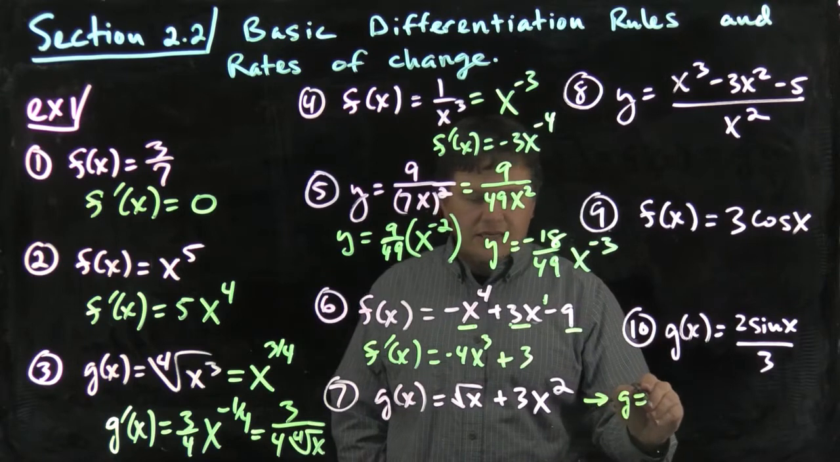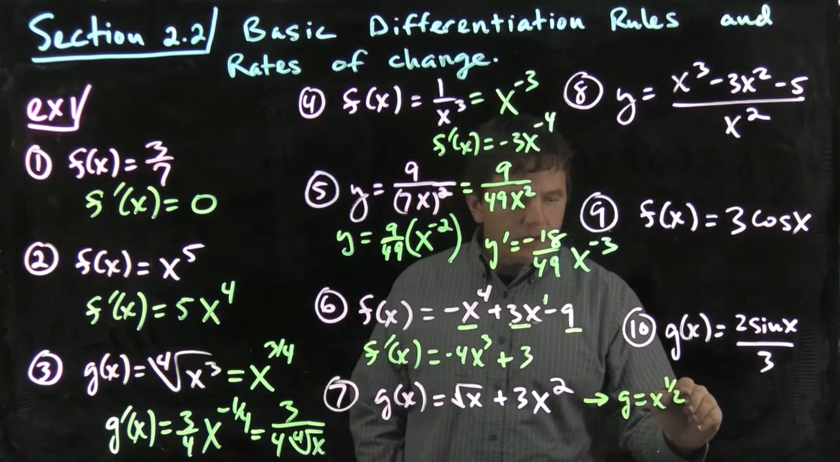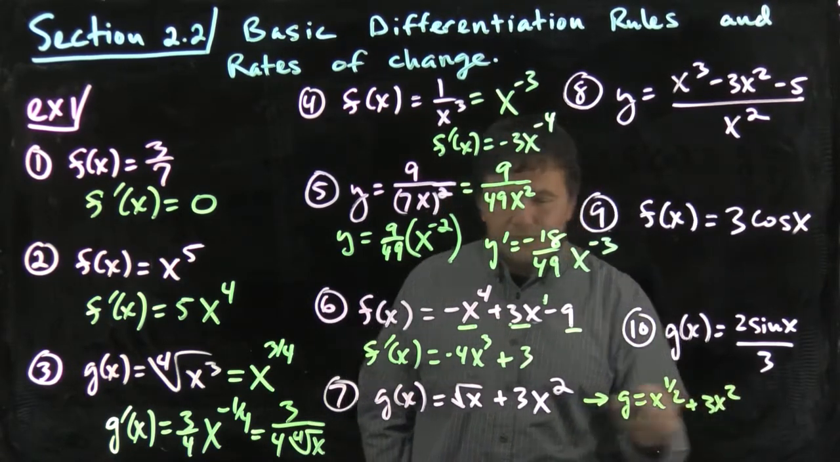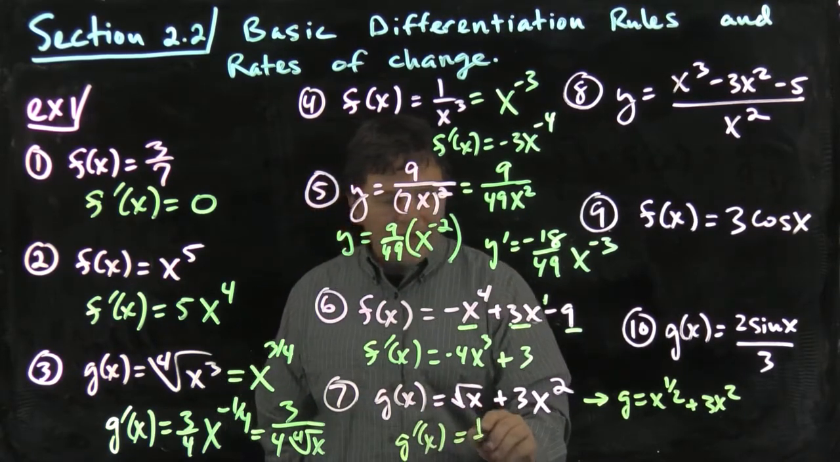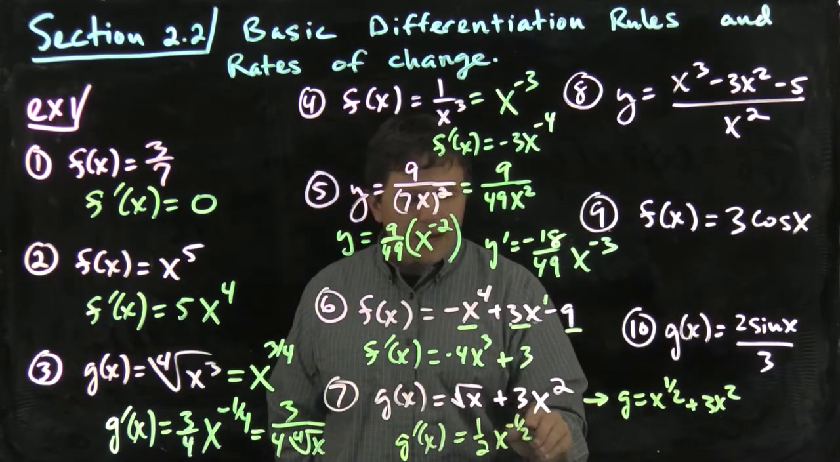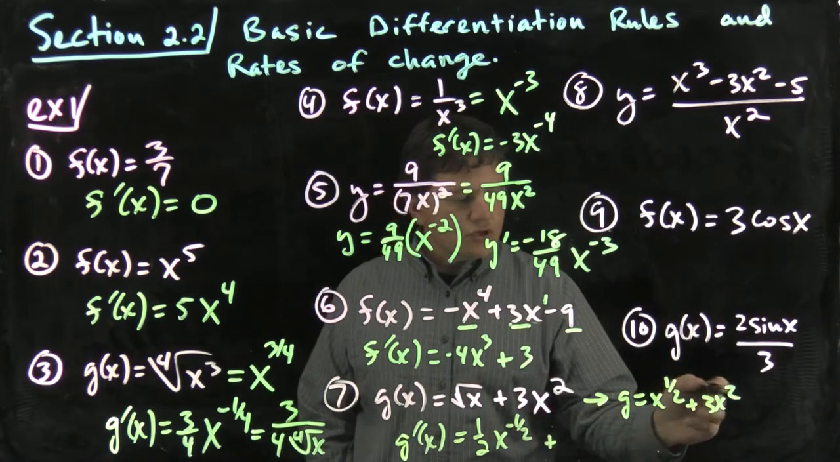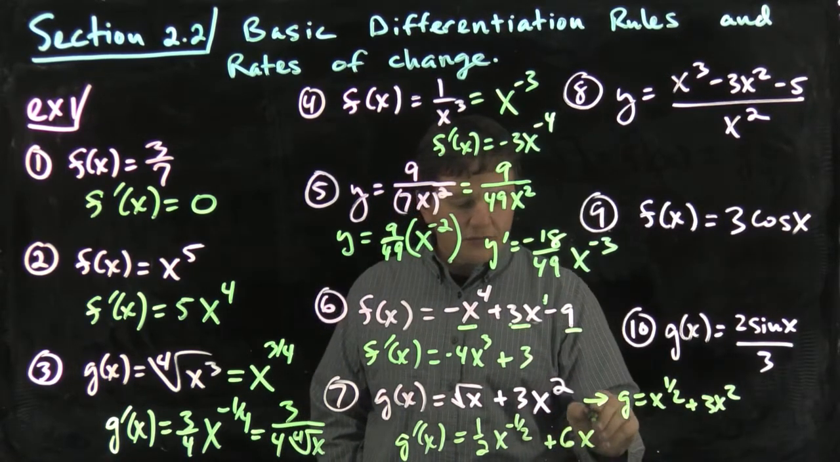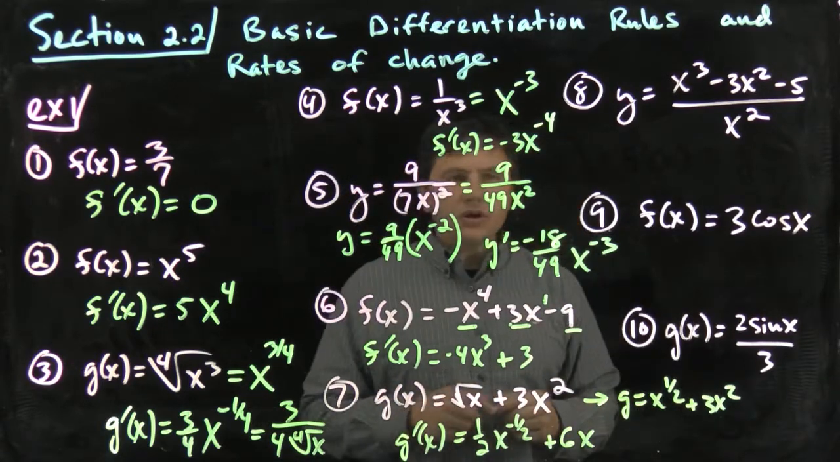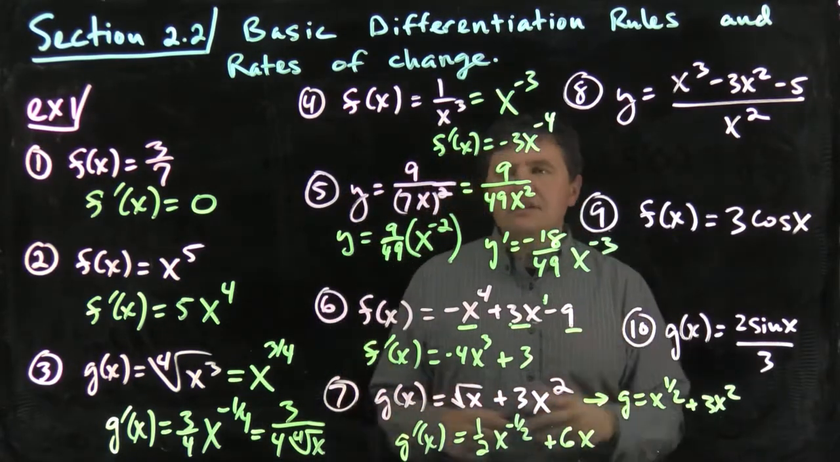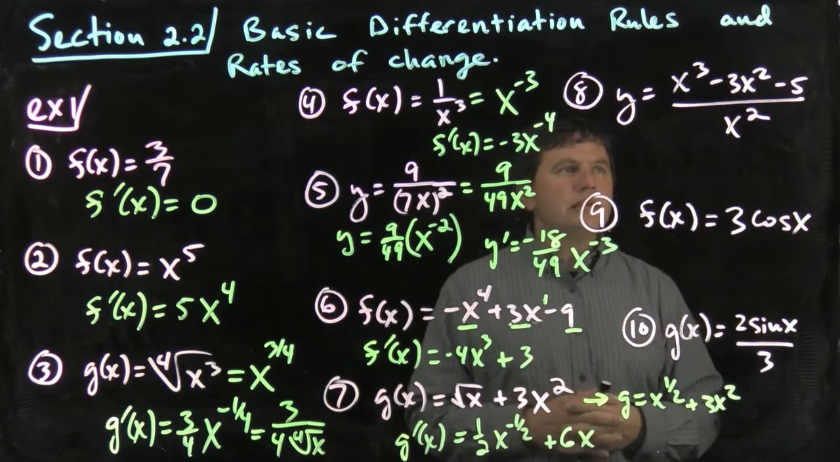So g is equal to x to the 1/2 plus 3x squared. So our derivative g prime of x is equal to 1/2 x to the negative 1/2 plus 2 times 3 is 6, x to the 1st, or just x. Okay? Notice we're doing these pretty quickly. Once you get the hang of this, you're going to find that this is pretty easy.